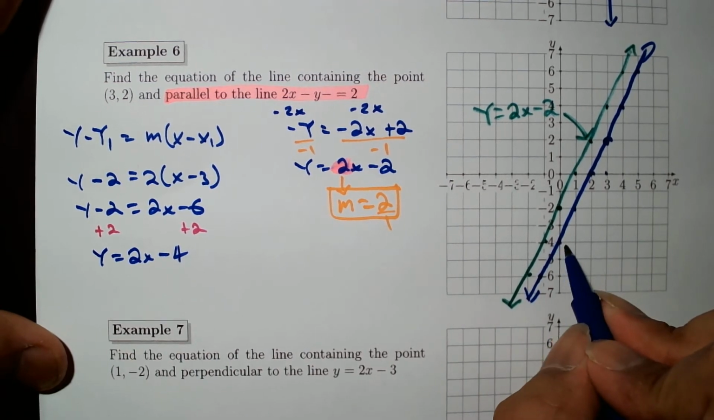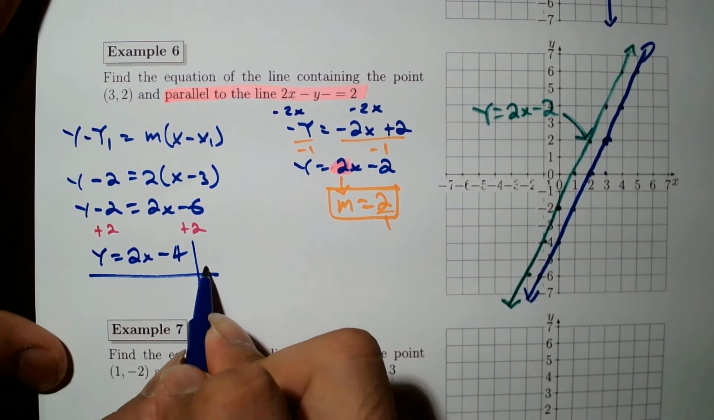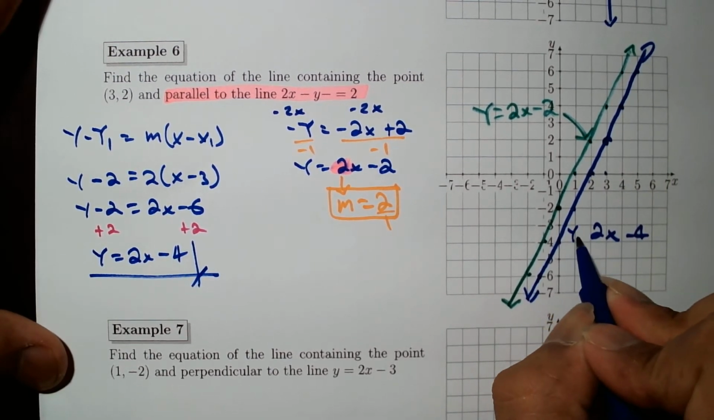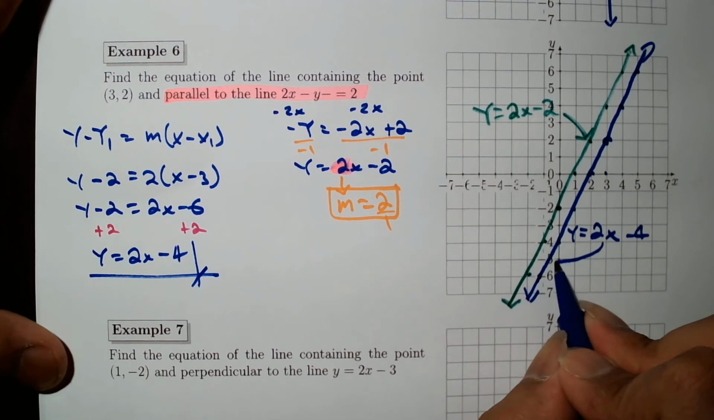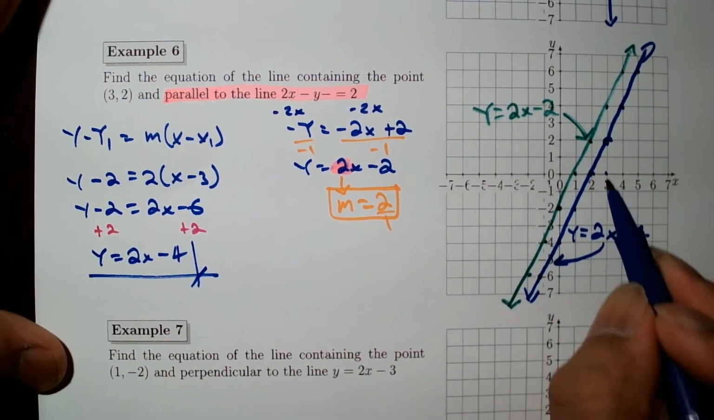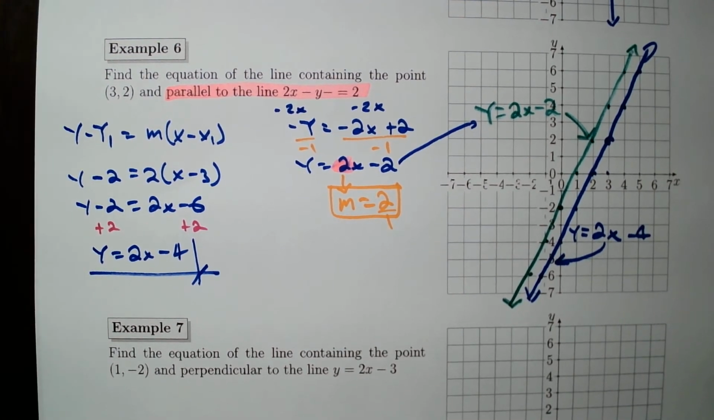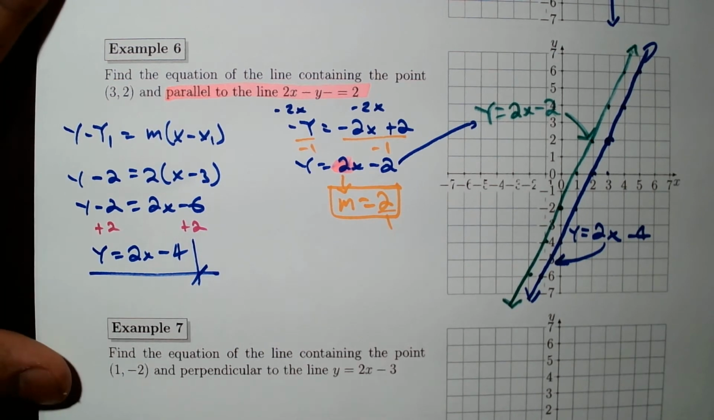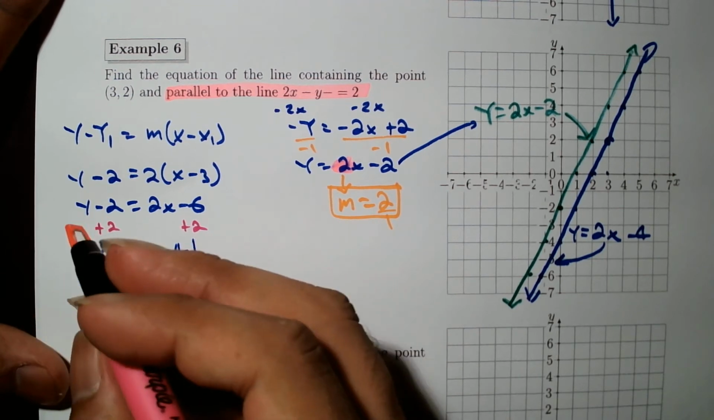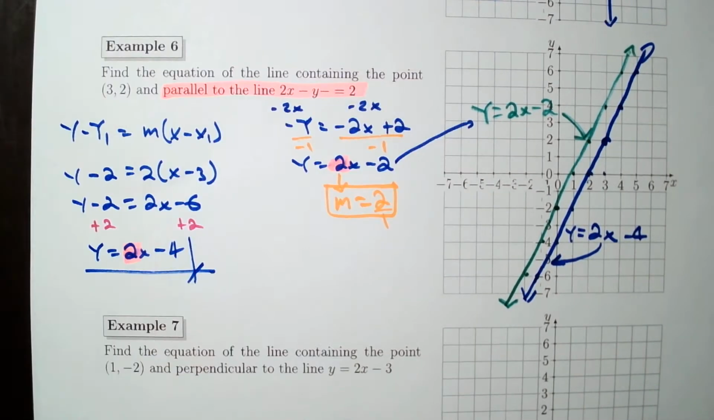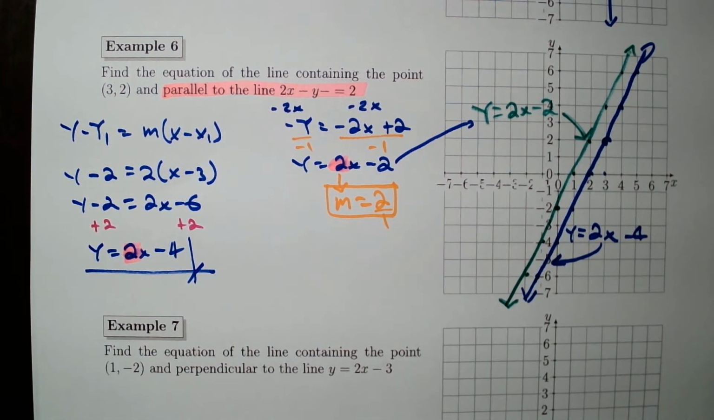And in this case, notice the y-intercept. 2x minus 4. Y equals 2x minus 4. Notice this equation is parallel to the given one, y equals 2x minus 2. How do we know they are parallel? Well, from the picture, but also because these two lines have the exact same slope. Okay, the slope is 2, the slope is 2. That's how we know two lines are parallel.